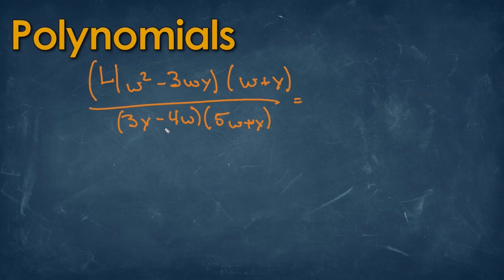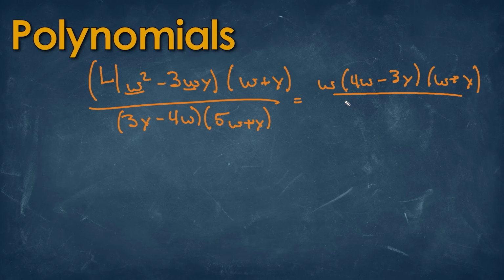So we can also do this with multiple variables. And in this case, since we have w and y, we want to find ways to remove either w or y within these parentheses to simplify this down as much as possible. So for instance, we'll notice that in this parentheses, we have one case where we have a w and we have another w here. So we can actually factor out a w, where we get 4w minus 3y times w plus y, all over 3y minus 4w, 5w plus y.